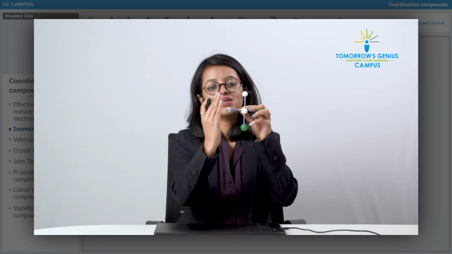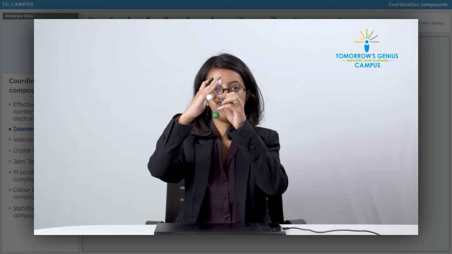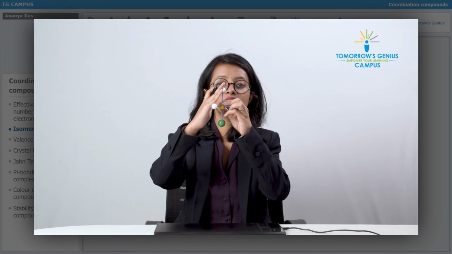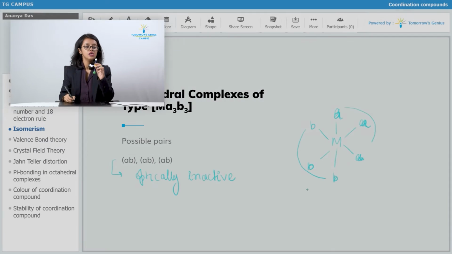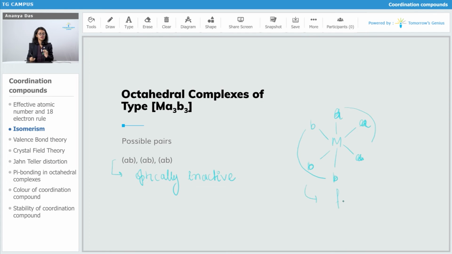So you can see it's making like one face of an octahedron, right? All of the ligands, that is three of the same ligands, are present on one face of the octahedron. So this is known as a facial isomer. In short form, it is said as FAC isomer.